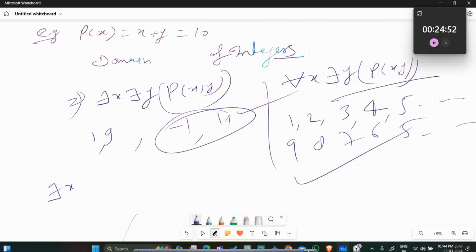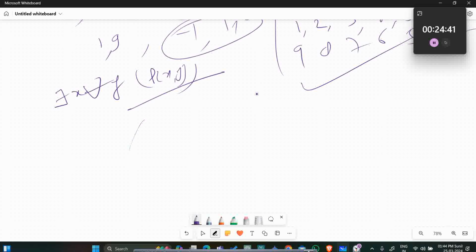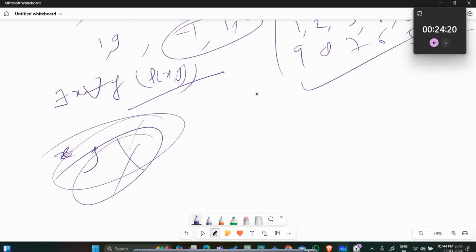And there exists some x for all y for which p(x, y) is true. Is this correct? Let's see. Let's say that x is 9, which is correct for some y's, but not for all y's, which is wrong. Alright, so we are not doing this like that. There is at least one x for which for all y we get p(x, y). This is wrong, right?